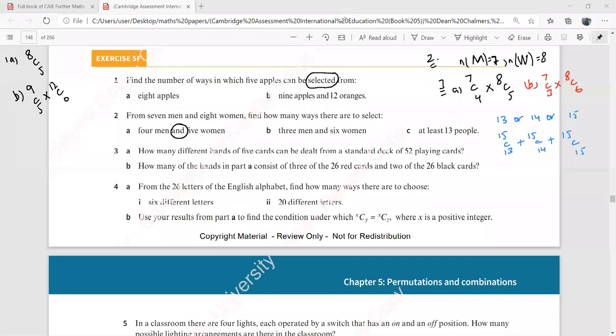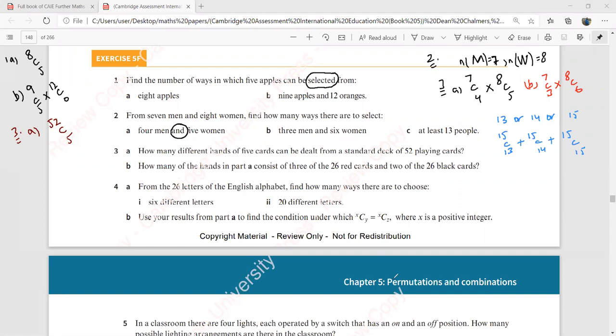If there is any problem, I'm here, please make your things clear. Third question, it says, how many different hands of 5 cards can be dealt from a standard deck of 52 cards. If you people play cards, you know that is 52C5. We need to choose 5 cards from 52 cards. So that is going to be 52C5.